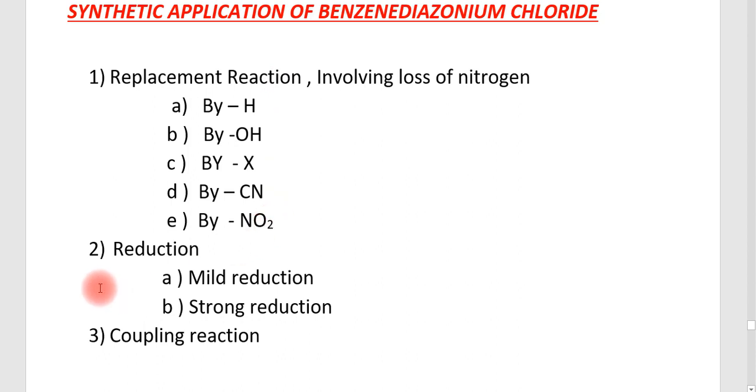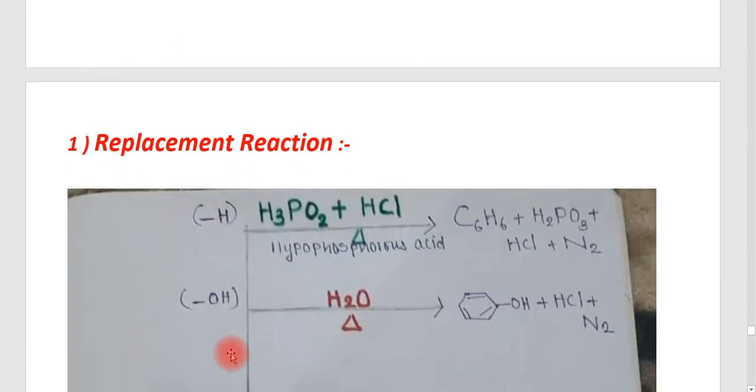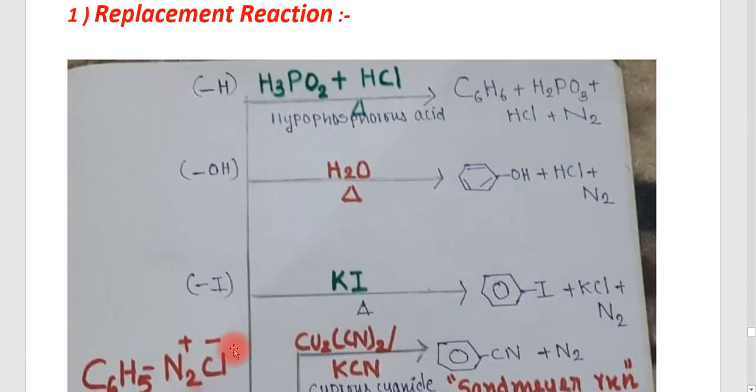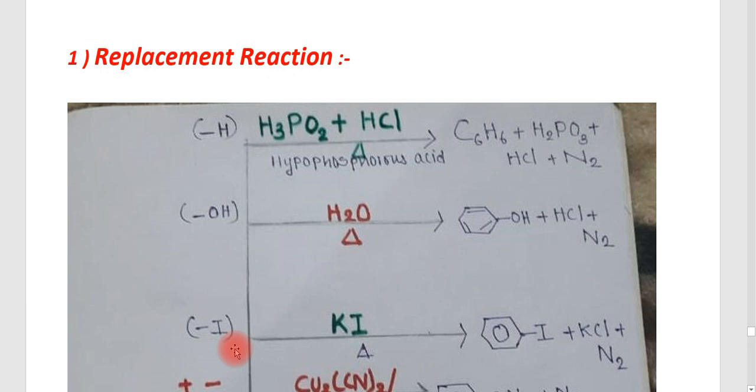And the second set is the reduction reactions. We know that the reduction takes place in the presence of a mild reducing agent, or mild reduction may take place, or it may happen in the presence of a strong reducing agent, or strong reduction will take place. And the last type of reaction is a coupling reaction, which is a very important reaction. And let us see each reaction one by one.